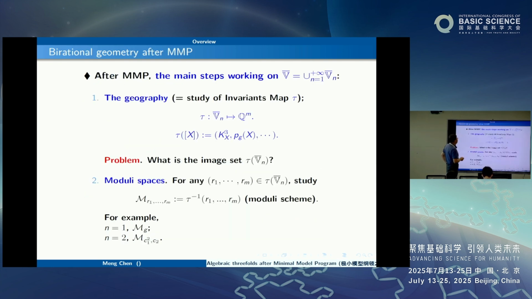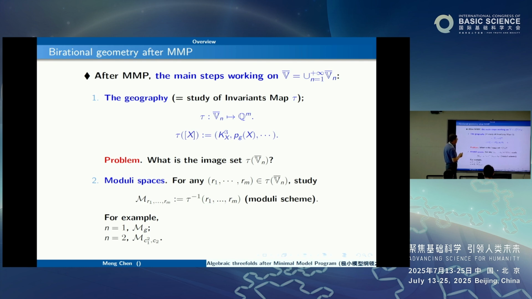Okay, so after MMP, what to do? Because the target is to distinguish two varieties. So after MMP, one should distinguish different variation classes.